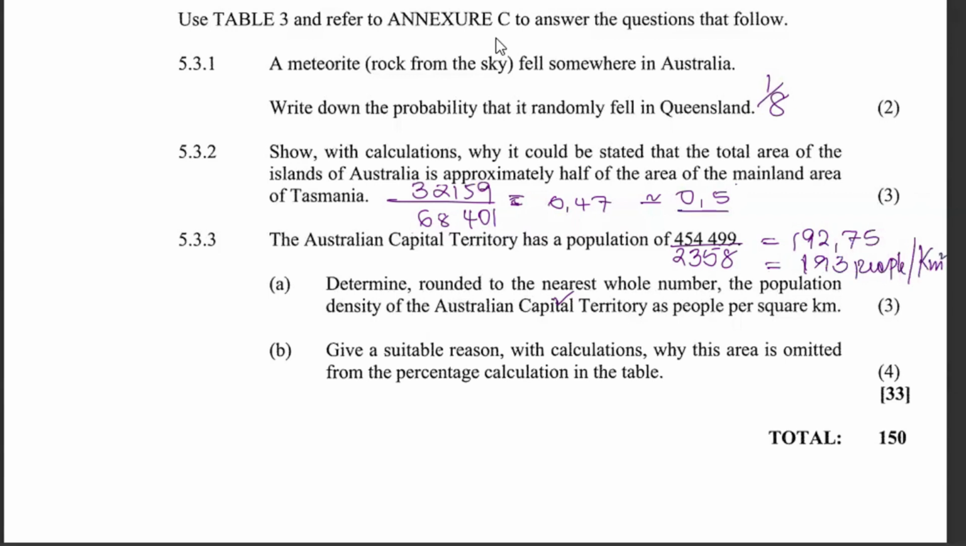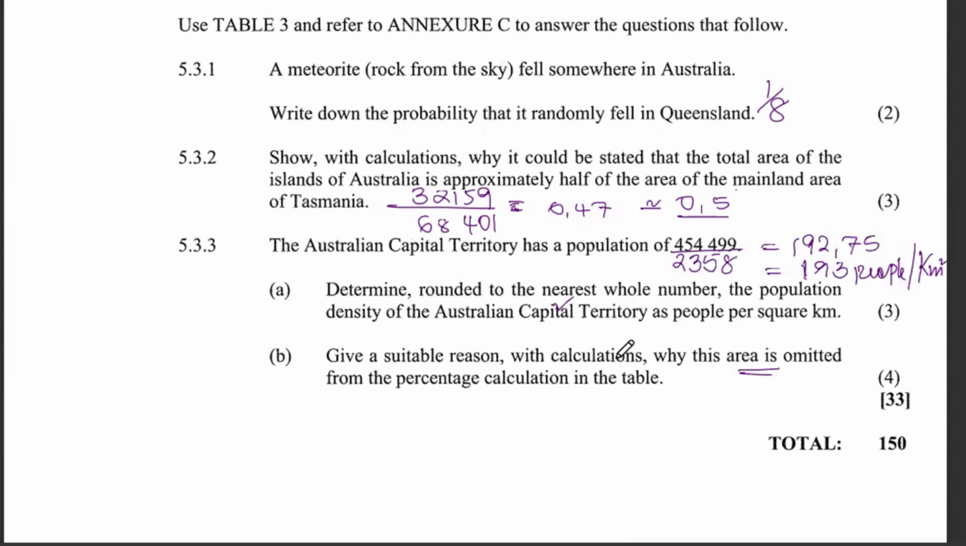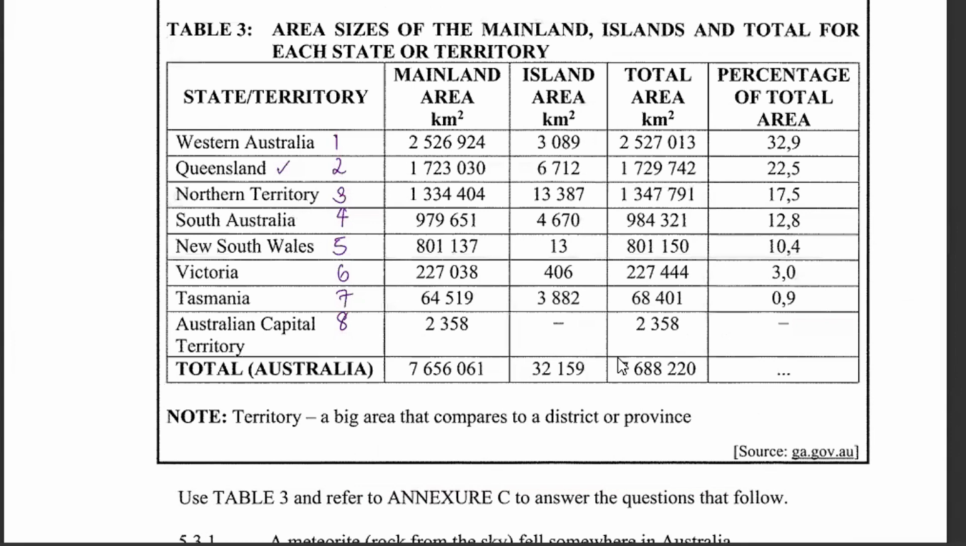Give a suitable reason why the calculation is omitted. It's because when you add these, they give you 100%. And the other is that this one is also too small, and it misses the island part of it.